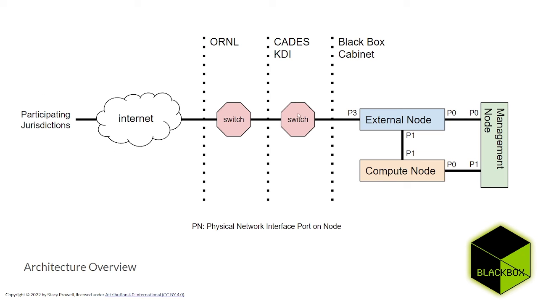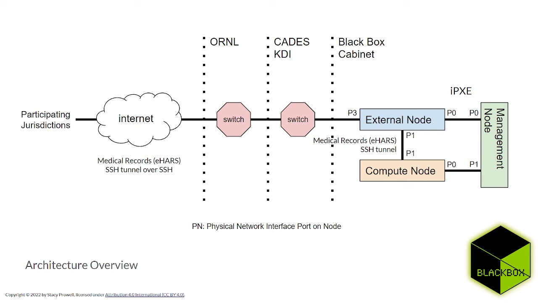Jurisdictions, the internet, switches, the external node and compute node, and the management node, so I can lay out the pieces at a very high level like this. And that gives me the initial physical architecture. So then I can put information on here about what's traveling these links.